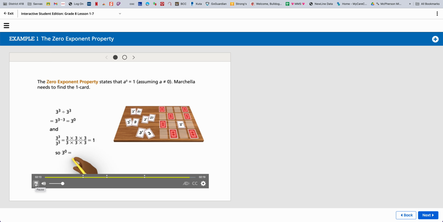Markela needs to find the 1 card. Nice job, Markela.